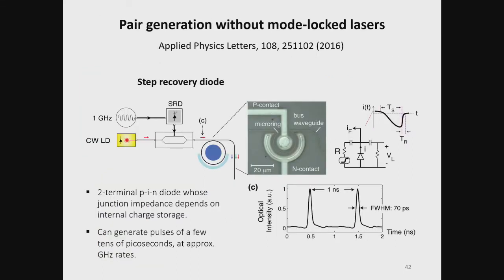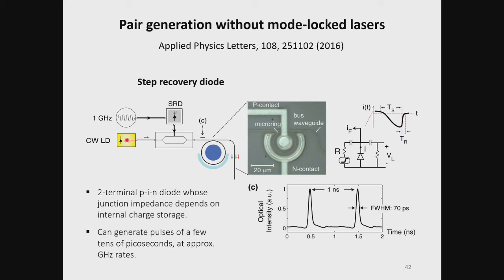Another thing, in many labs, people use mode-locked lasers for generating pairs. And simply, you can't put a mode-locked laser inside a transceiver, and it's way too expensive. If you're using a mode-locked laser, you can afford to buy a nonlinear crystal. You don't need to use a microchip. And so we wanted to get away from this mode-locked laser.